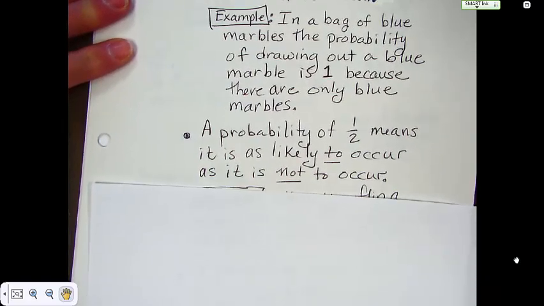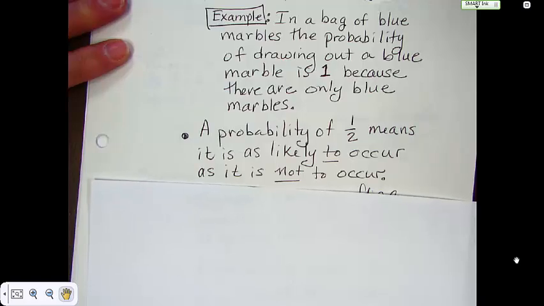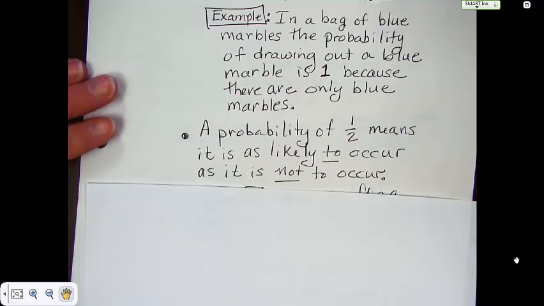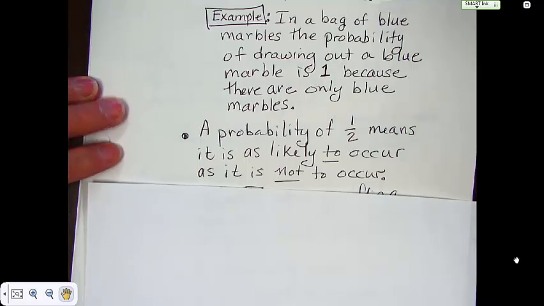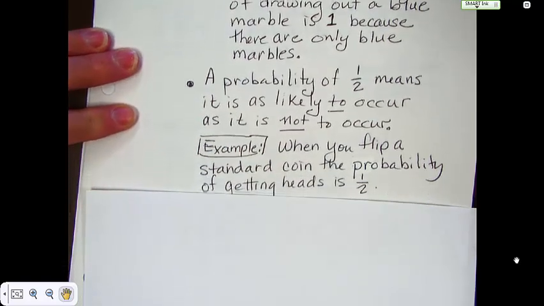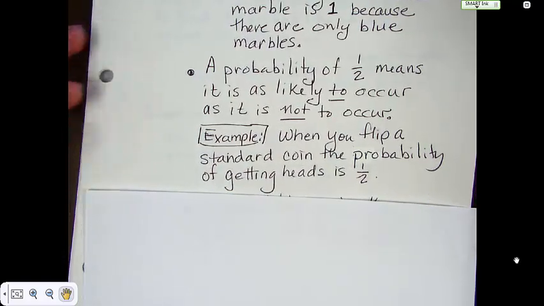Now, the probability of 1/2 means it could occur, but then again, it might not. It's a half and half kind of thing. Most commonly, we see a probability of 1/2 when we're flipping a coin. If you flip a coin, you get heads or tails. So 50% of the time you should get heads, and 50% of the time you should get tails. So that is a 1 out of 2 chance.